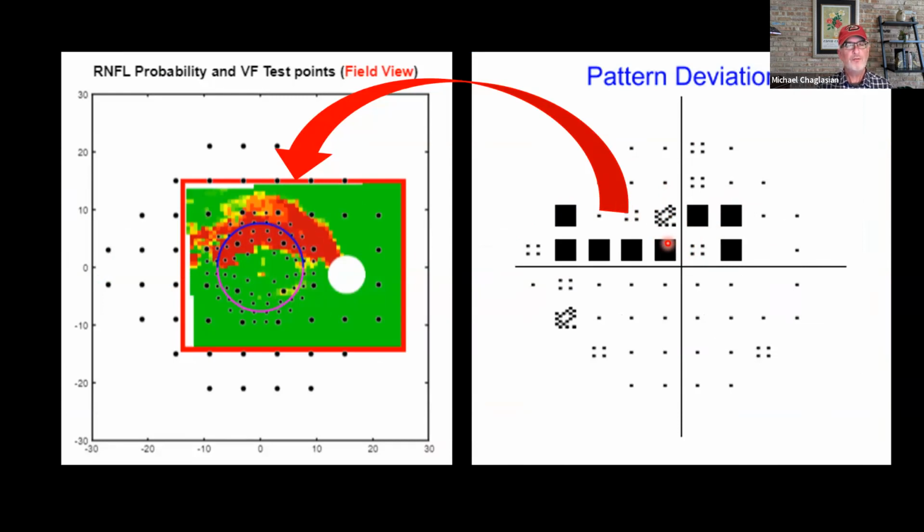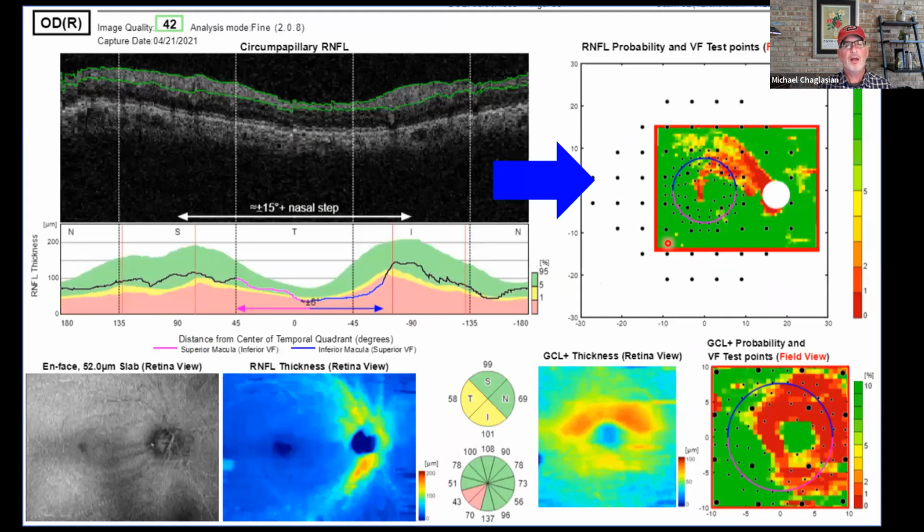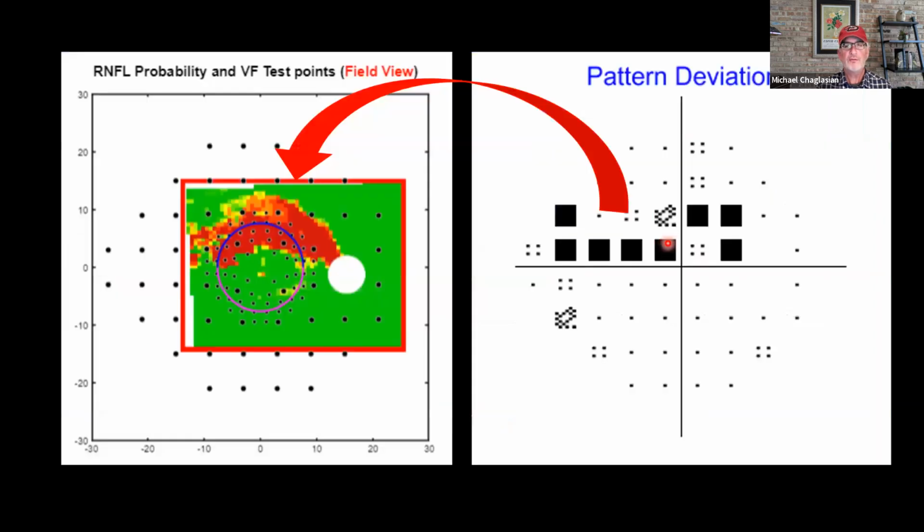And so that's just one advantage of the TopCon instrument. And I think a great way in terms of taking steps to make identification of glaucoma via structure and function easier for us as clinicians.